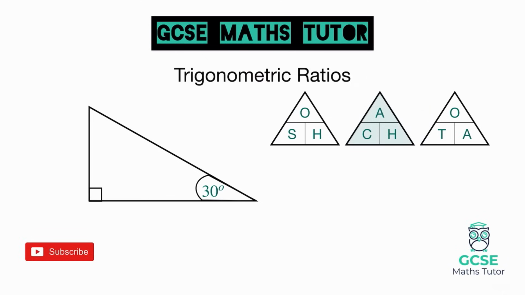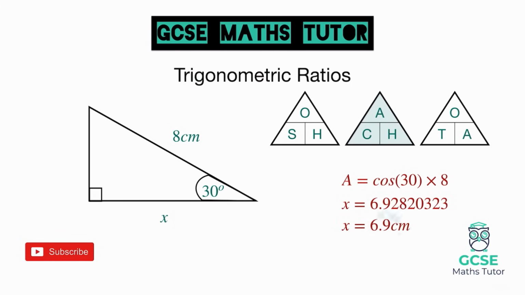So instead of using the sine, let's use the cos triangle. And let's instead put some different numbers in. We'll say that the hypotenuse is 8, and this time we'll look for the adjacent side. Now the adjacent, if you cover it up in your triangle, is c times h. So a would be equal to cos with the angle of 30 multiplied by 8. And again, if you type that into your calculator, this time you do get a decimal. And again, if we rounded that to one decimal place, we would have 6.9 centimeters.